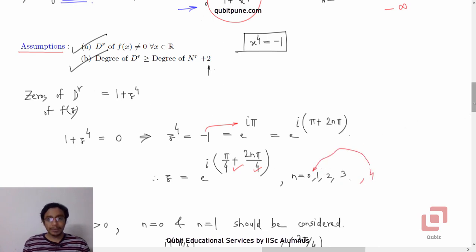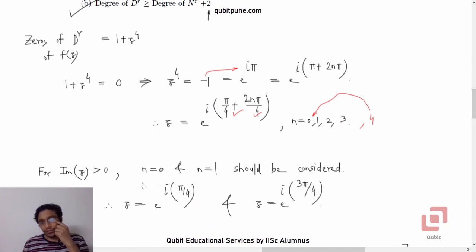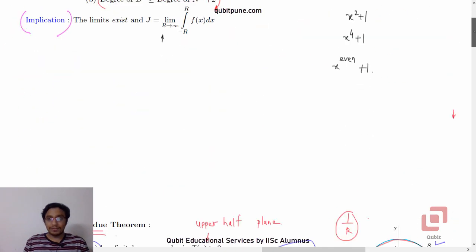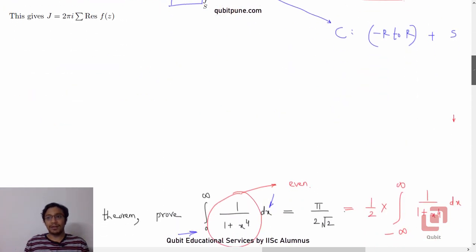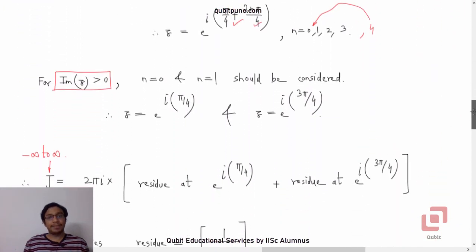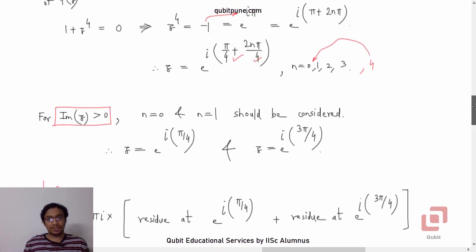You know that. Now we need to identify only those roots for which the imaginary part is greater than 0, because we are considering this semicircle so that the interior of the semicircle lies only in the first and the second quadrants, which covers the positive imaginary axis. So we will not consider the roots in the third and the fourth quadrants. The first root is now e to the power i pi by 4, first quadrant, and e to the power i 3 pi by 4, right?